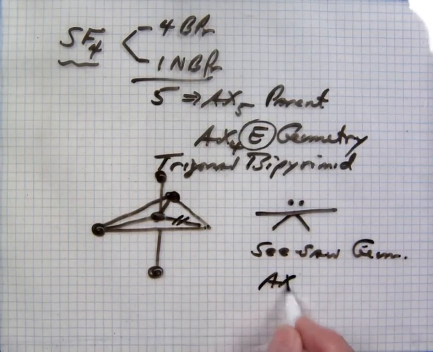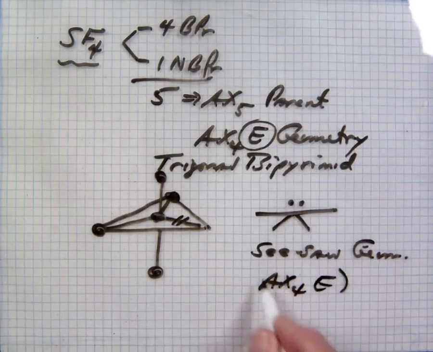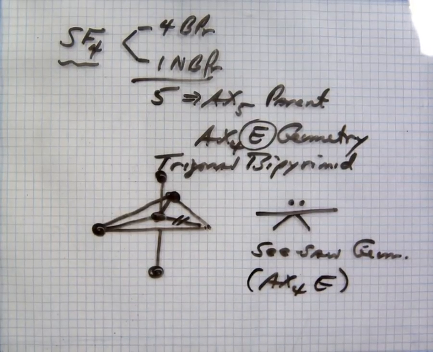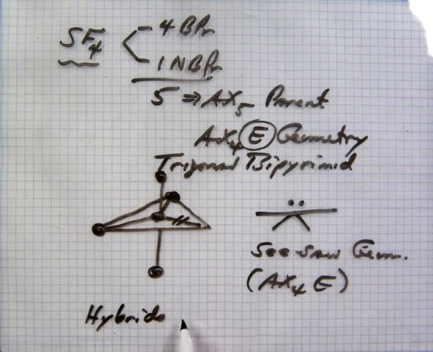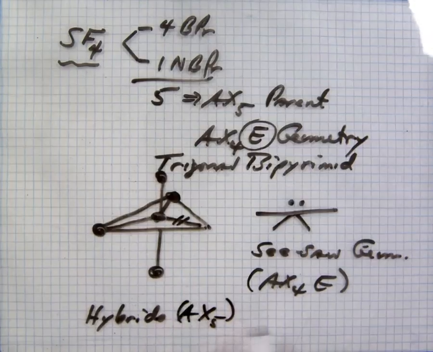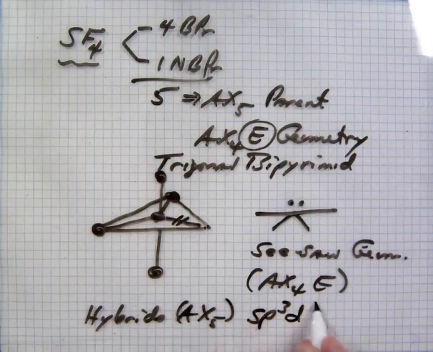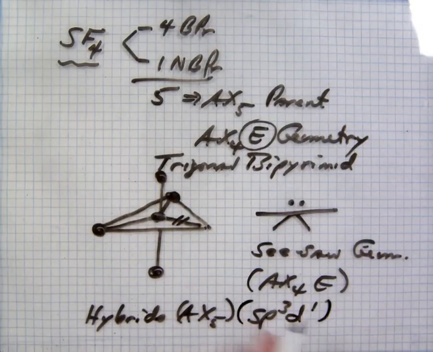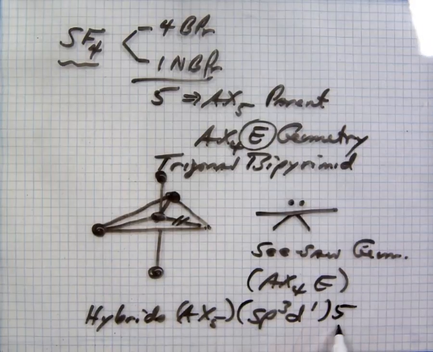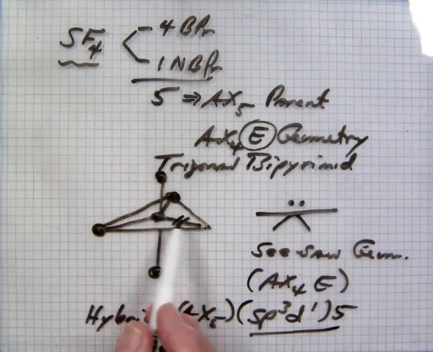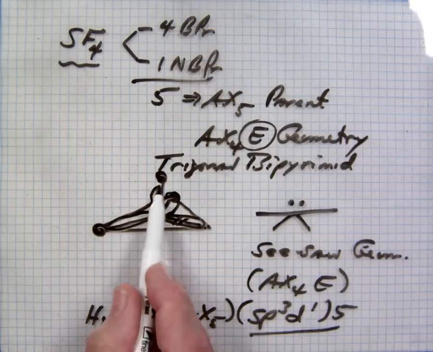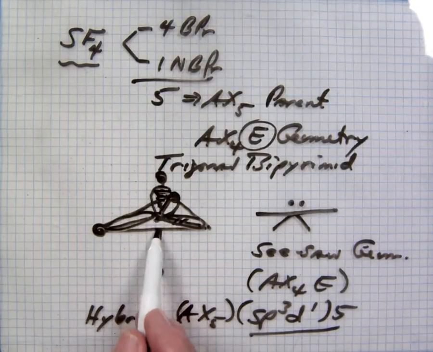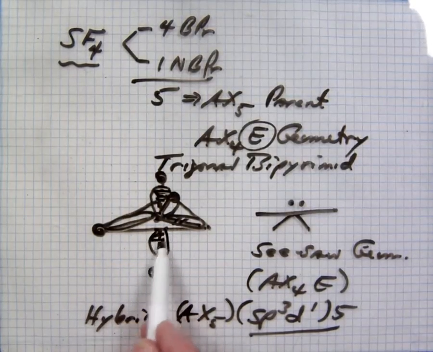That's the AX4E geometry. And for hybrids of the AX5 geometry, it's an sp3d1. So you have 5 sp3d1s like that. And so you would have lobes that would show up like this, and one, of course, down here like that.